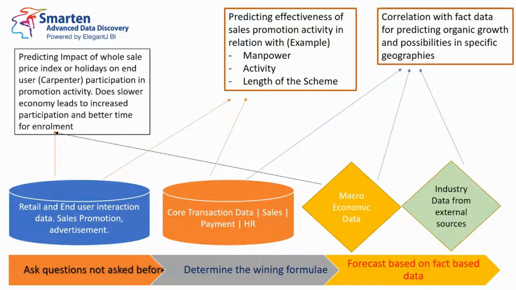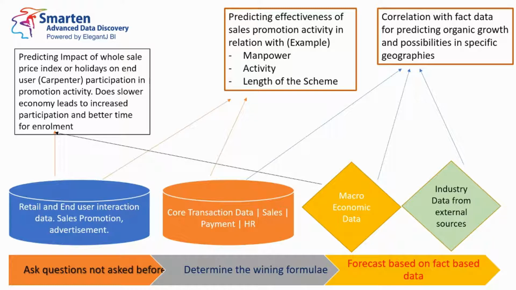So say, for example, if you are in the business of selling paints, you would look at the cement industry, link it up and correlate it, see how the cement industry has been performing compared to your business, and draw a relationship and make a forecast for organic growth. A similar thing, you can look at the effectiveness of the sales promotion, like the example which I explained earlier. And also you can do very ad hoc analysis, like say, for example, what is the impact of wholesale price index or holidays on end user participation in BTL activity.